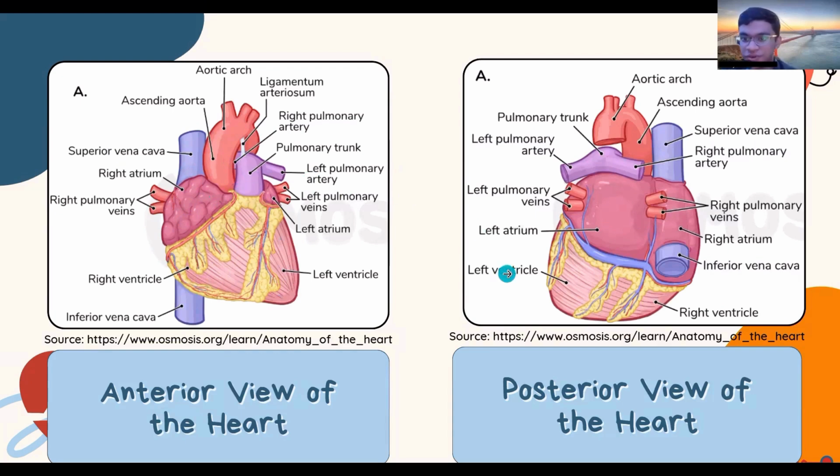If we look from the posterior view, we can see the left pulmonary veins, two of them, and two of the right pulmonary veins here.